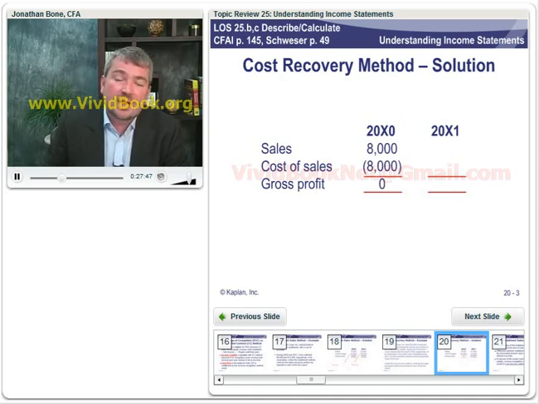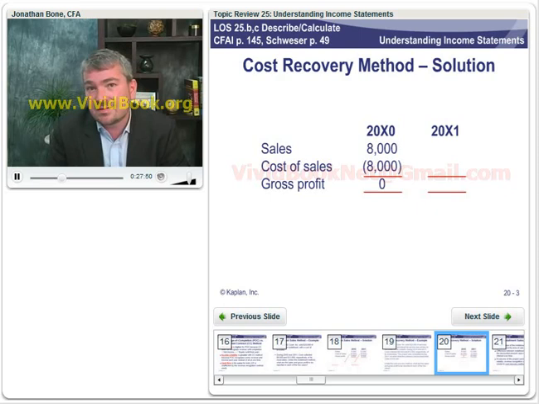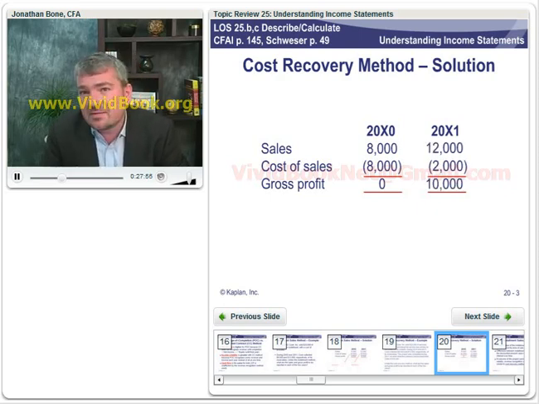So we've only recovered $8,000 out of a total cost of $10,000. In X1, of course, the sales figure here is $12,000. The remaining cash, recording it as we receive the cash, we've only got a further $2,000 worth of costs to recover, meaning our gross profit is $10,000. So notice we've got the same gross profit as we did with the installment sales method. All that's happened with cost recovery is we have delayed recognition. So we're not recognizing it until X1, whereas of course under the installment method, some was recognized in X0, some was recognized in X1.